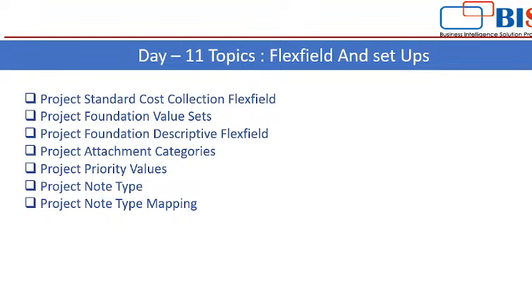Then in case you are using any attachment categories, you have to create one, and it works at user level and you can use it in the project. Then if you want to prioritize your projects, you have to use project priority values. If you are using any kind of node type in the project, then you have to use this task, that is project node type, and you have to assign the same while mapping it.